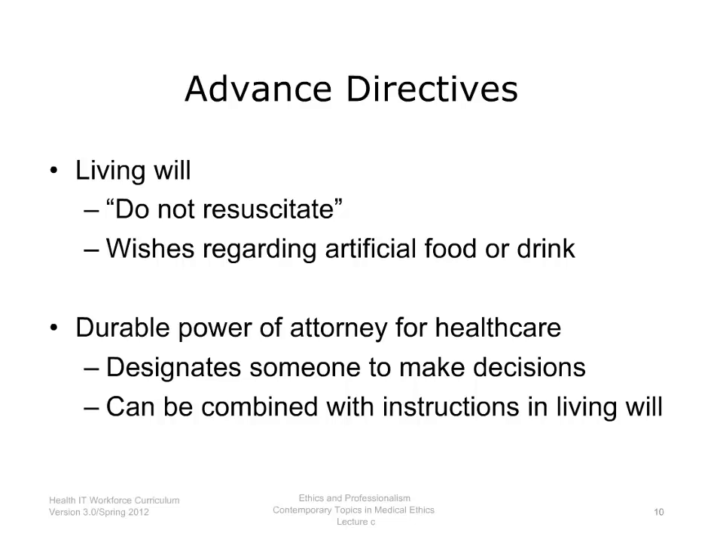In a durable power of attorney for healthcare, a person assigns someone else to make medical decisions for them when they are no longer available to. This document can be combined with a living will. For example, a person could say in a living will that they do not want artificial feeding, but that they will leave other important decisions to the judgment of the person named in the power of attorney.